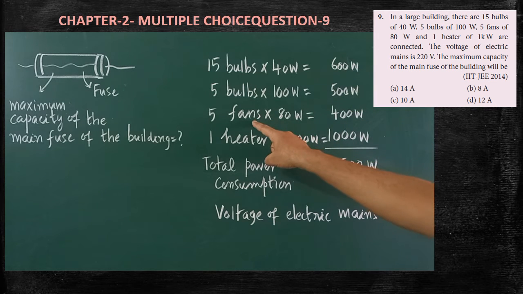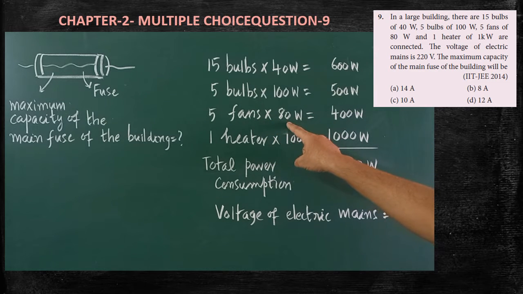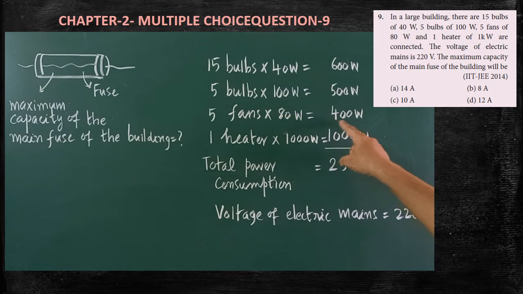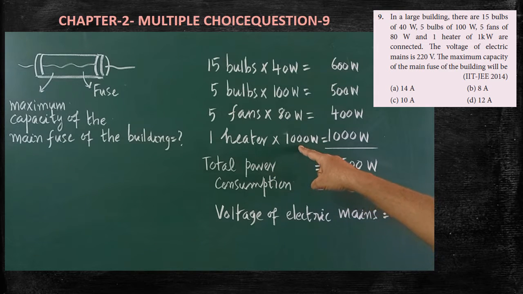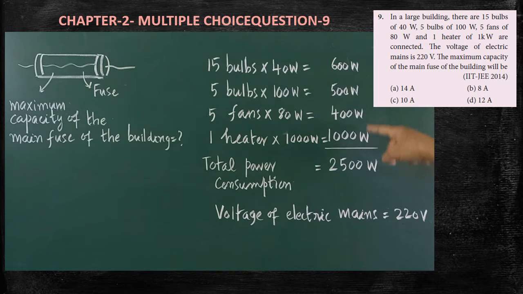5 fans, each of them their power consumption is 80 watt. Therefore, the total power consumed by 5 fans will be 400 watt. One heater is used, its power consumption is 1 kilowatt. 1 kilowatt is equivalent to 1000 watt. So here all the power consumption is to be added, and totally you will get 2500 watt as the total power consumption.